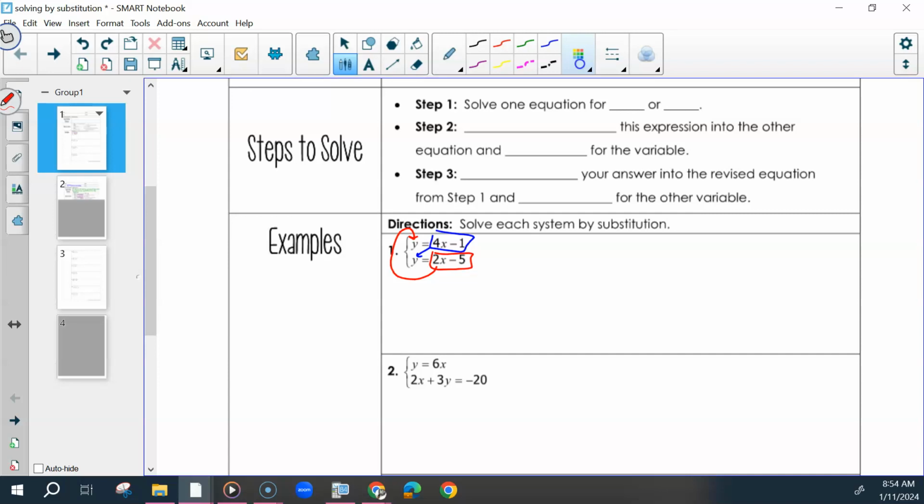But it doesn't matter which one I choose for this because it's going to end up looking like 4x minus 1 equals 2x minus 5. Rewrite that. Or vice versa. One on one side and then the other on the other. We've substituted one of the expressions into the other and now they're equal to each other. And now we could solve this for x by doing what?